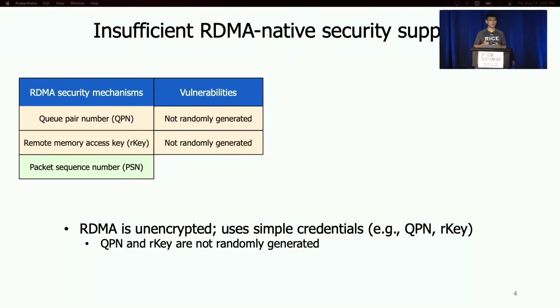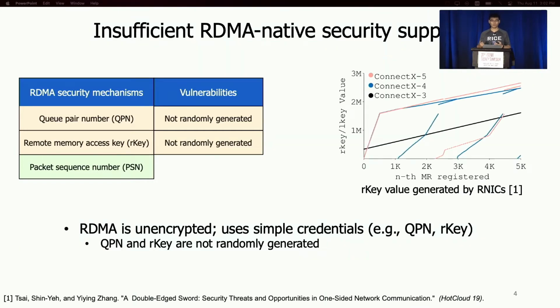First, QPN and RK, they are not randomly generated. Recent studies have shown that the generation of QPN and RK has a very predictable pattern. So this figure shows the RK value generated by 3 different RNICs. And as you can see here, the RK values for different memory regions just increase linearly.